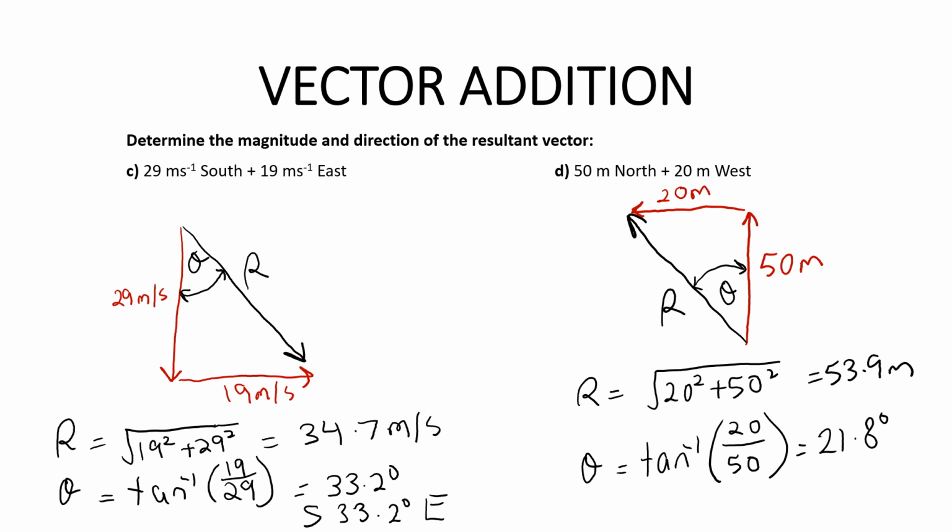And now this angle is between north and west, and the angle is starting from north. So we will need to say north 21.8 degrees west.